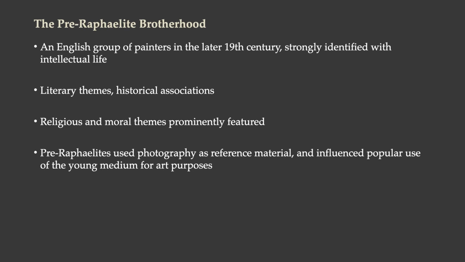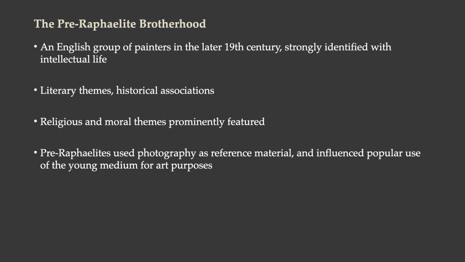Photography was practiced in a number of different ways in relation to art in this period. A lot of the photographers, including Rylander, were colleagues of painters, and there was a movement in painting in England at this time called the Pre-Raphaelite Brotherhood. The Pre-Raphaelites were an English group of painters that strongly identified with intellectual life. They had literary themes and historical associations in their paintings that often prominently featured religious and moral themes.